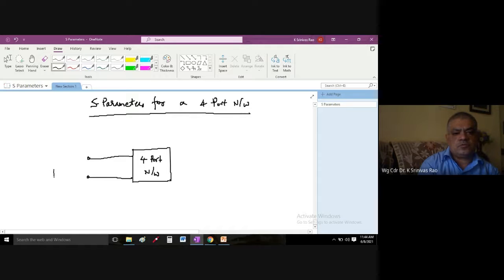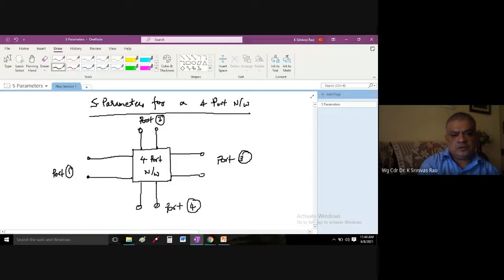We can have ports like this. This is port 1, and we can have a second port, that is port 2, and then we have port 3, then we have port 4. Therefore, this is a four-port network.